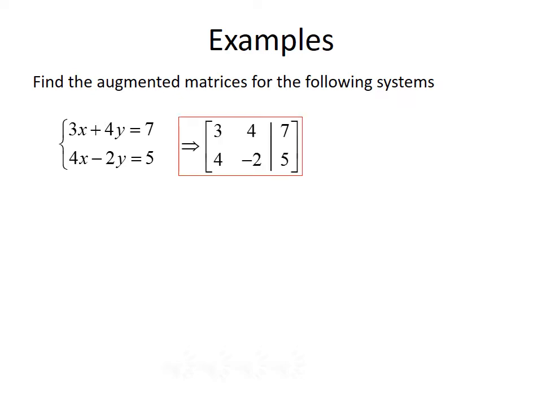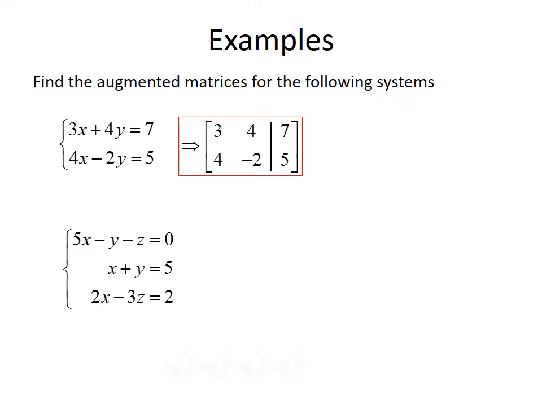So if we copy over the coefficients, we'll see that the augmented matrix is the one with the first row being 3, 4, and 7, and the second row being 4, negative 2, 5. We place the vertical bar in between the 4, 7, and negative 2, 5, because that's where the equal signs are. And remember, when we look at this, the first column represents our x coefficients, the second the y coefficients, and on the other side of the vertical line are our constants.